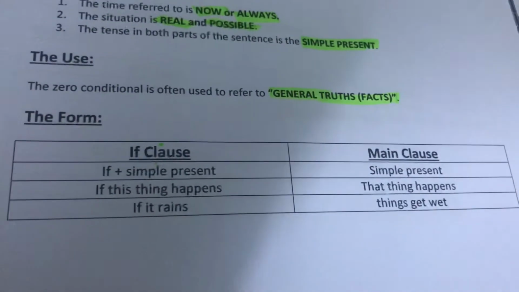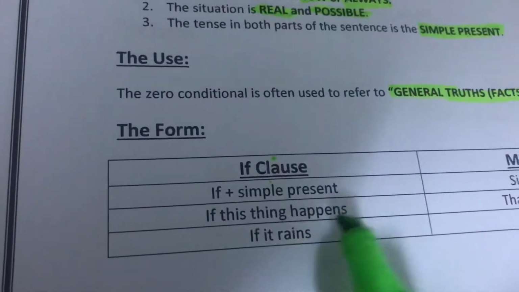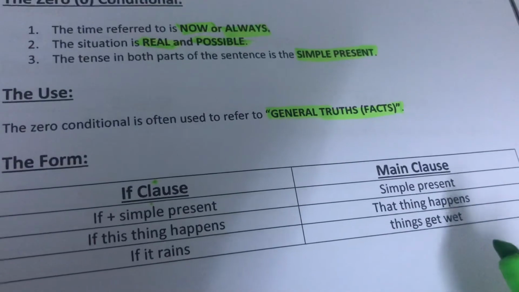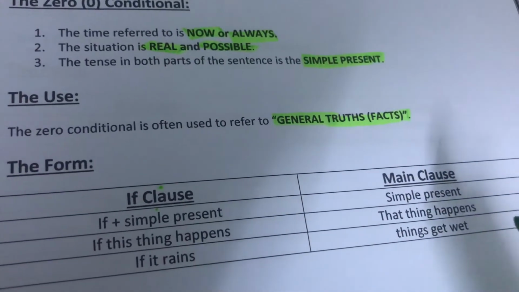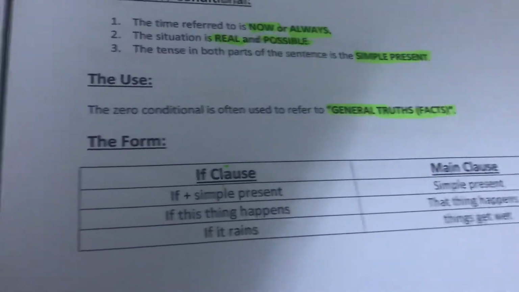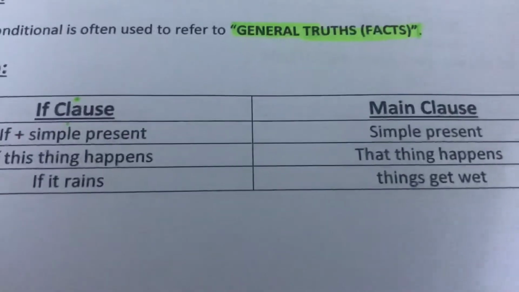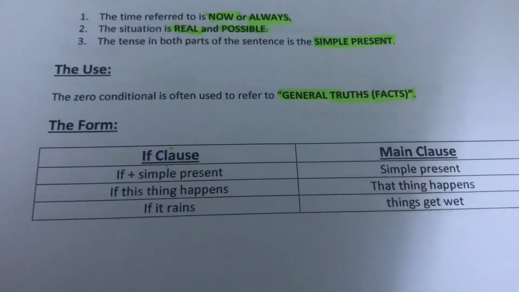So how can I explain this? If this thing happens, that thing happens. So both are in the simple present. And an example regarding that: if it rains, things get wet.